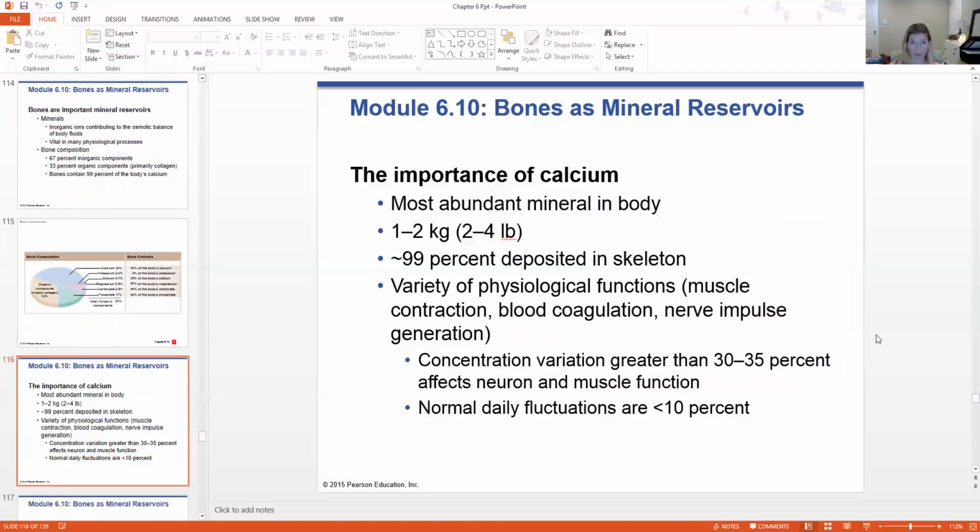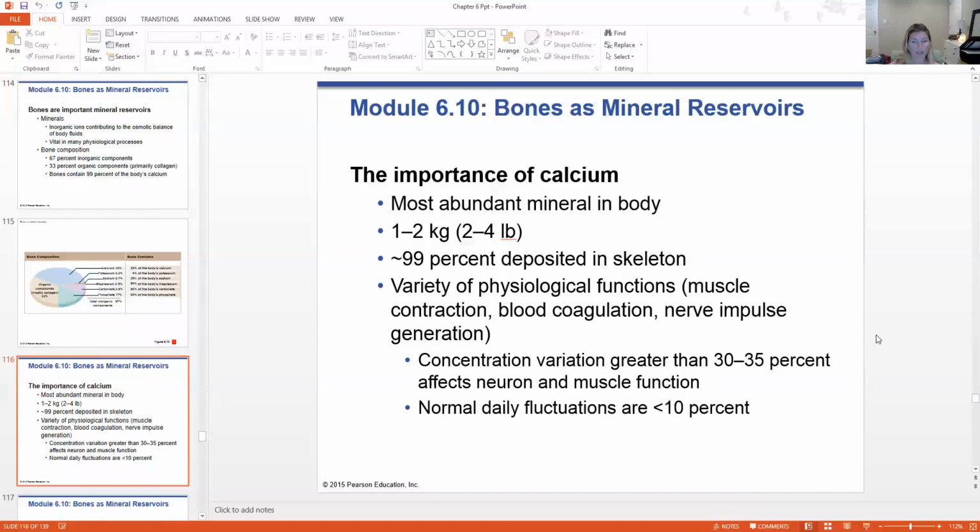Again, it's the most abundant mineral in the body. 2 to 4 pounds of your body is just calcium. Kind of cool. The majority of it's in our skeleton. As we said, there's a variety of physiological functions. As we move through A&P 1 and 2, you're going to be hit in the head over and over again with calcium. So just kind of keep note. It's one of those common themes as we go through. You'll see calcium over and over and over again.